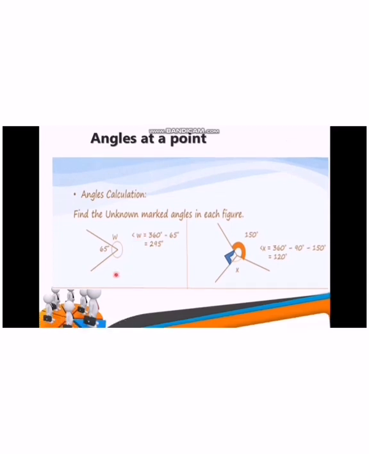Let's have some examples. Find the unknown angle. We have two angles around the vertex, the outer angle and the inner angle. The inner angle is 65. We find the outer angle by subtracting 65 from 360 degrees. We have another example. We have three partitions of 360 degrees. Two partitions we know and the third one we don't know. We find the third angle by subtracting the other two from 360 degrees.